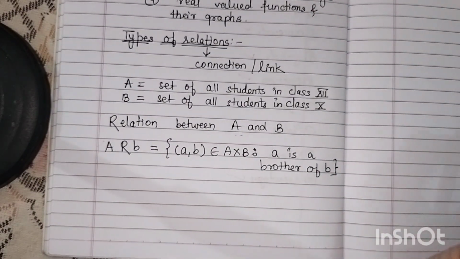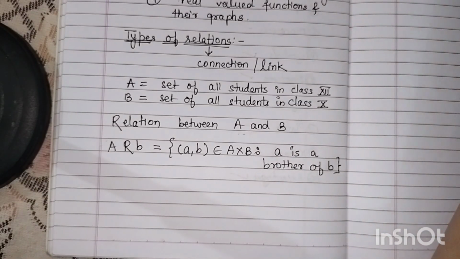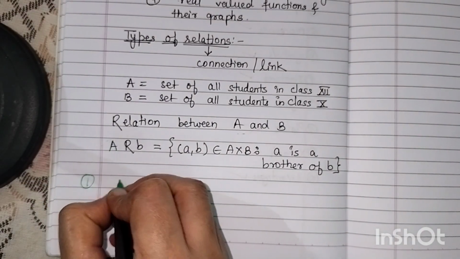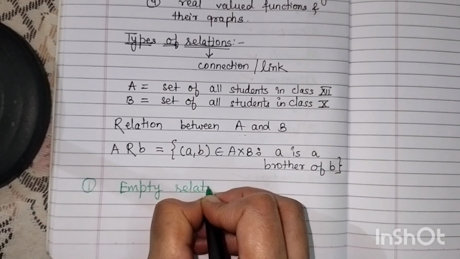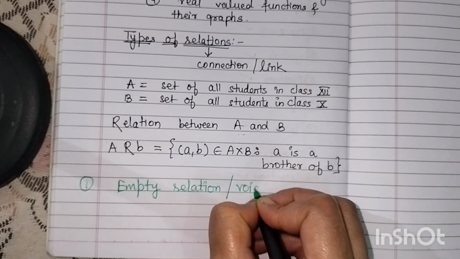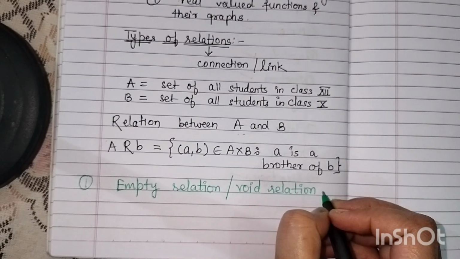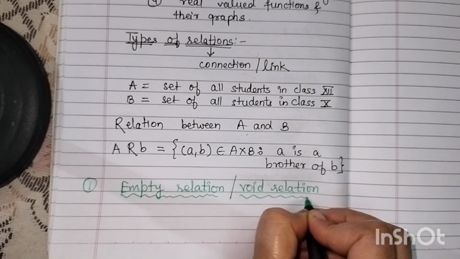Okay. Now let's see relations one by one. The first one, which is given in your textbook, is empty relation. So let's check what an empty relation is. This empty relation, you can also write it as void relation. Void means it is empty. No element is there. Okay. So the name is empty relation or void relation.